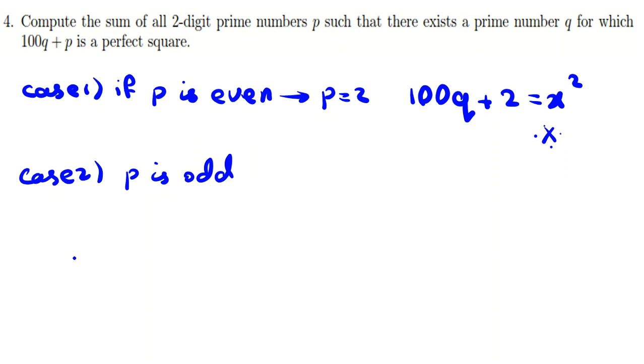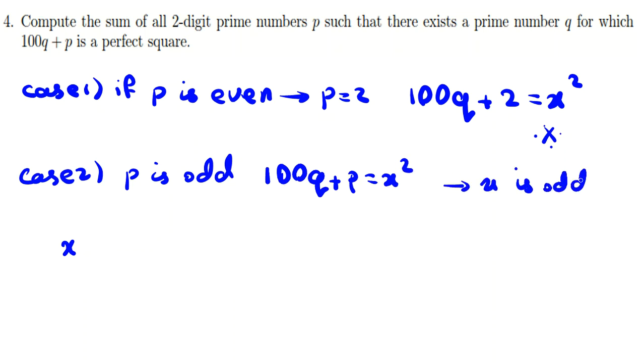Now, one of the most useful ideas is that when you have a perfect square and it is odd, it is congruent to 1 mod 8. Suppose 100q plus p is x squared. So we conclude x is odd, because even plus odd is odd. If x is odd, here we only need mod 4, but I want to show you in general for other problems, I'm sure it's useful.